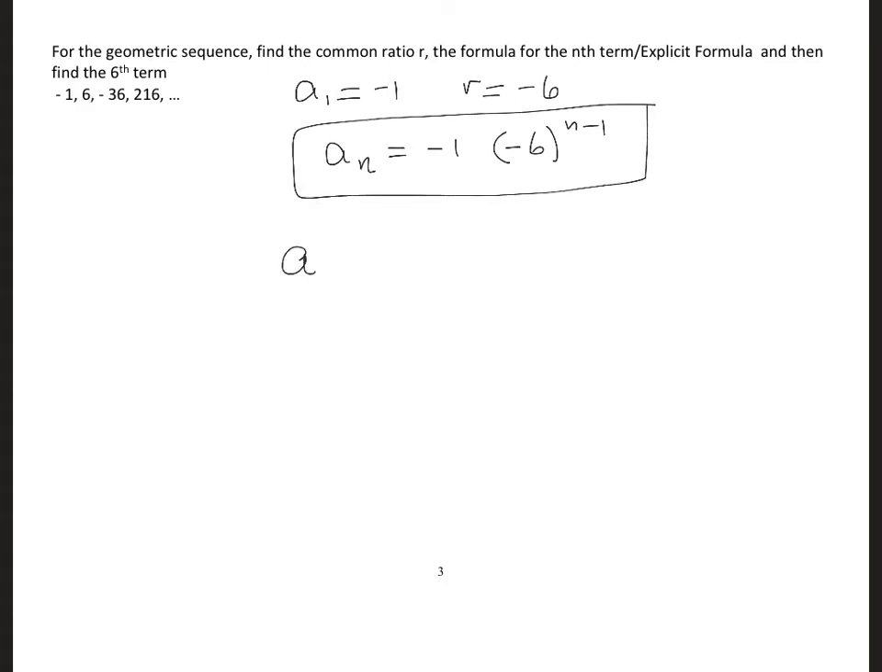Now I'm going to use this formula to find the sixth term. This is going to be -1 times -6 raised to 6 minus 1. So when I continue here, I put this in the calculator. This gives me 7,776. That's the answer.